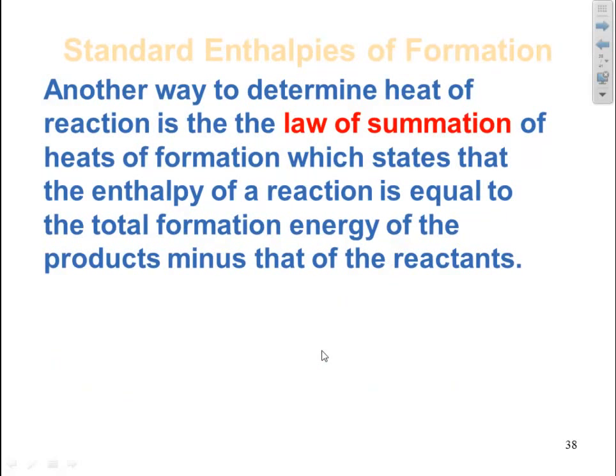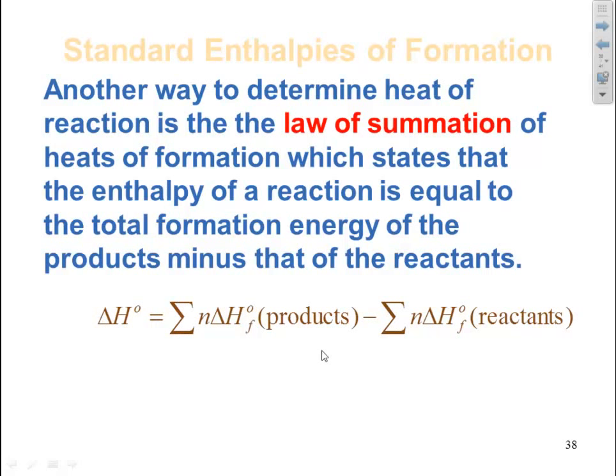Another way to determine the heat of reaction is the law of summations of heats of formations, which states that the enthalpy of a reaction is equal to the total formation energy of the products minus that of the reactants. Basically, we can't do Hess's law for everything. We don't have reactions for every reaction possible. So then we also can look at it on a molecular scale as a molecule of the substances. So we can do it on the delta HF, the heats of formations of the different substances, and figure out the delta H of a reaction from that method.